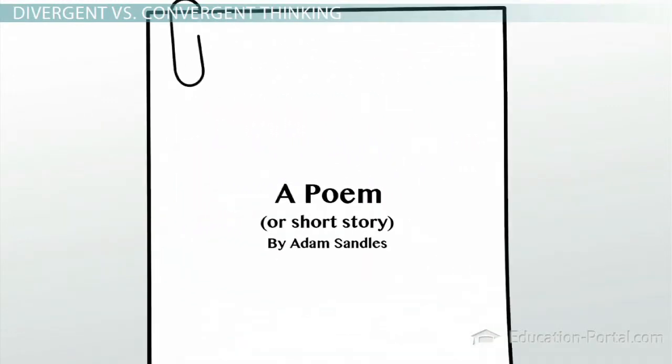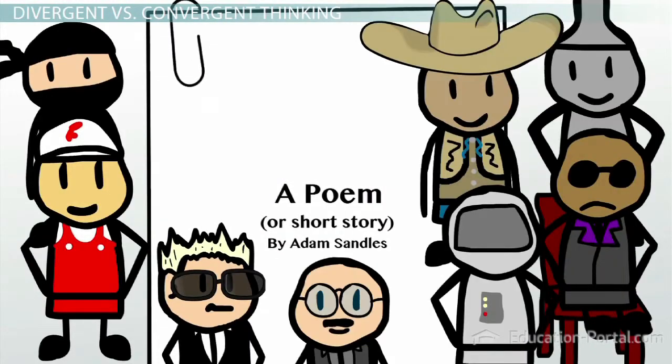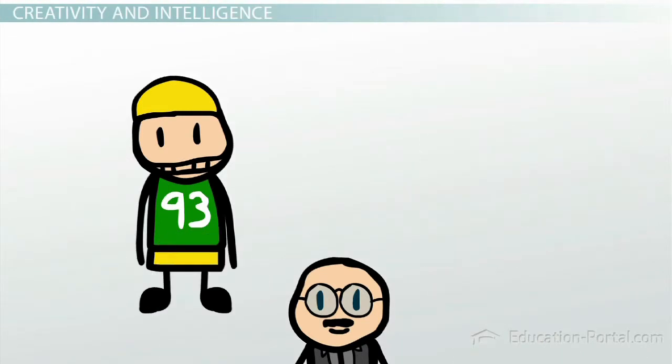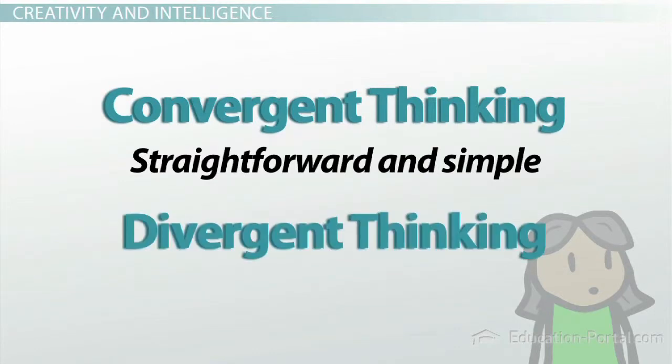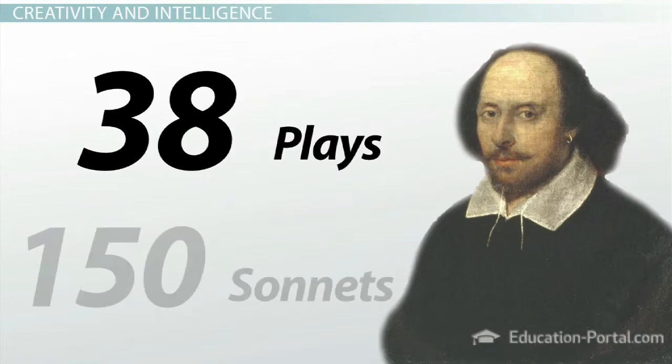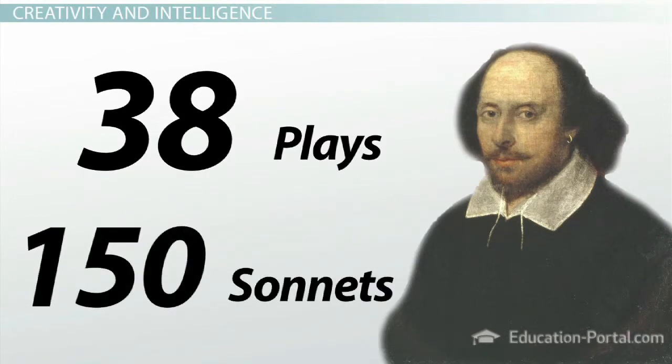When you write a poem or story, you have an endless supply of possible characters, words to use, themes or events that might happen. So this creative process requires divergent thinking. While convergent thinking is straightforward and simple, divergent thinking is complex. It could be argued that some people are more creative than others. For example, Stephen King is a famous author of horror novels, and he's written about 50 different books. Shakespeare wrote 38 plays and over 150 sonnets or short poems. These 2 authors are surely very creative.